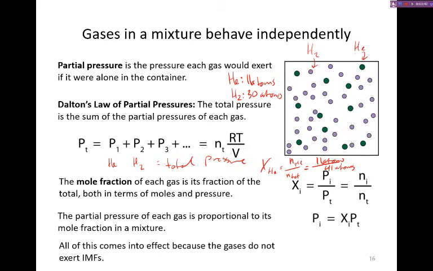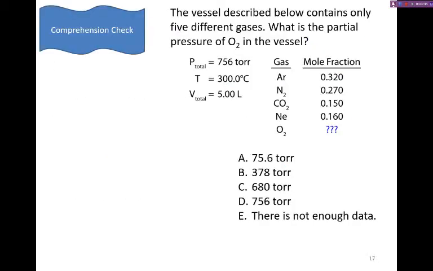So let's practice this. What type of a problem might you see that involves this? So we have a container that contains 5 different gases, and we want to know what's the partial pressure of oxygen within the vessel. You're told the total pressure, the temperature, the volume, and then the mole fractions of each of the different substances. Well, we know that the partial pressure is equal to the mole fraction times the total. Again, this is just saying that all of the different gases, when combined together, provide the total pressure within the system. We also know that the mole fractions have to add up to be 1.